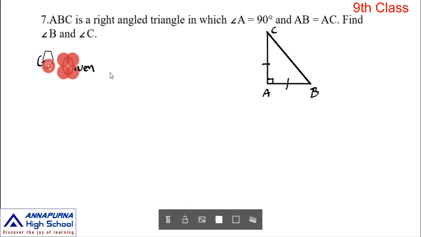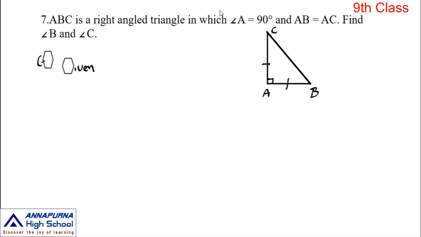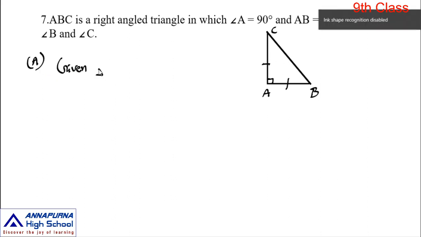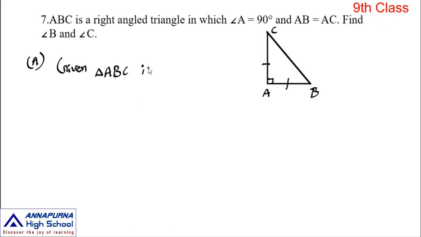Given: triangle ABC is a right angled triangle. What is the definition of a right angle triangle? A triangle in which one angle is exactly 90 degrees is called a right angle triangle.